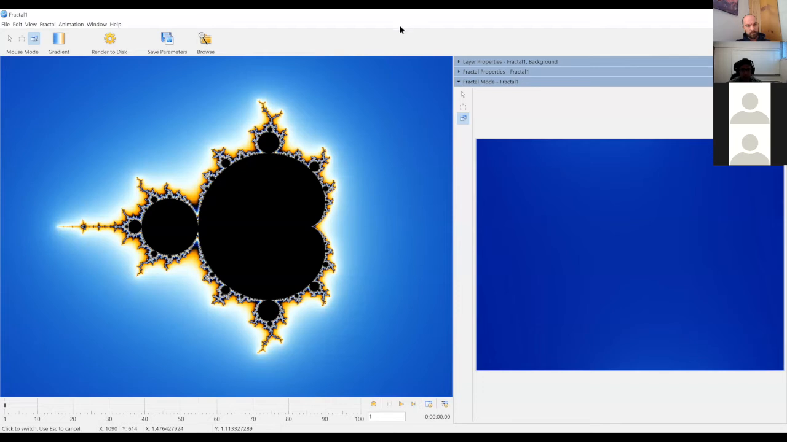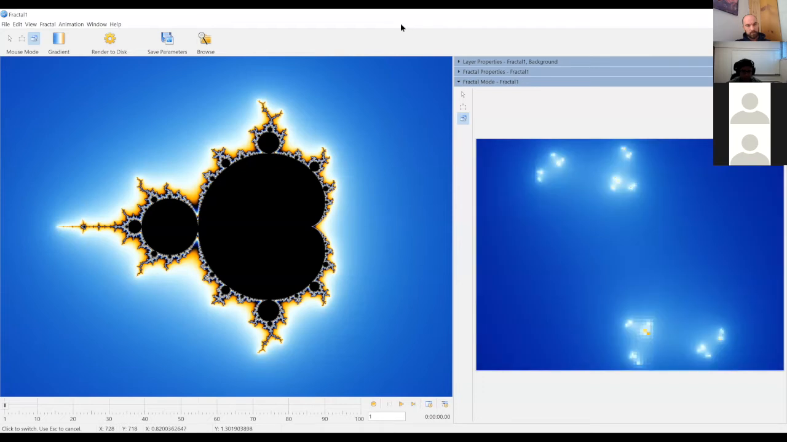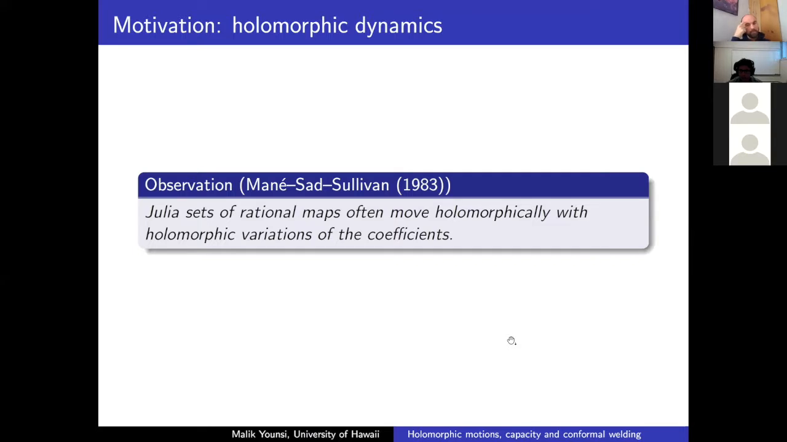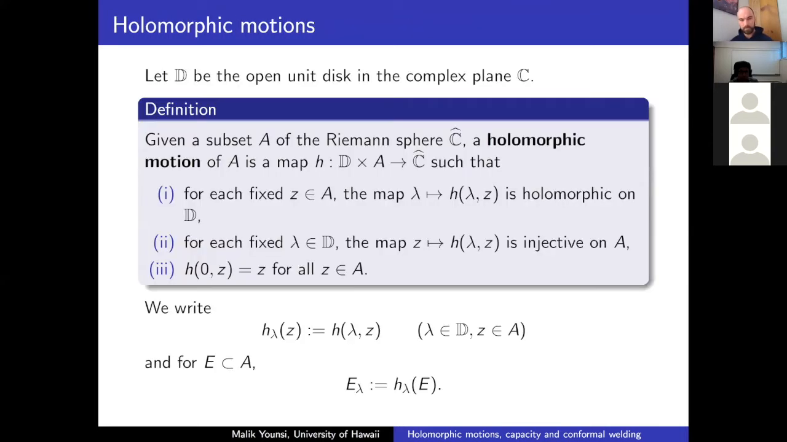Okay, so let's try to go back to the slides. Okay, so you can see the slides back now? Yep, okay. So as I said, this was the original motivation. And Mañé, Sad, and Sullivan, in their paper, also proved a result about general holomorphic motions. So as I mentioned, there is no assumption on the joint behavior of the map, right?